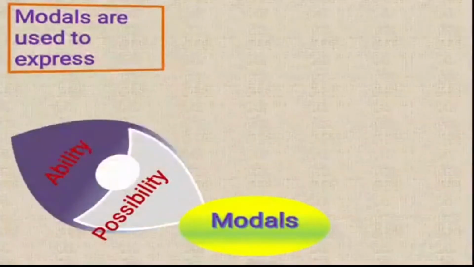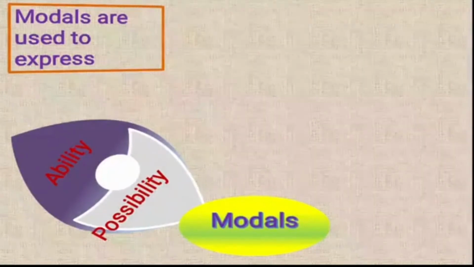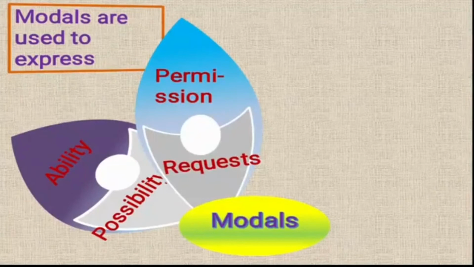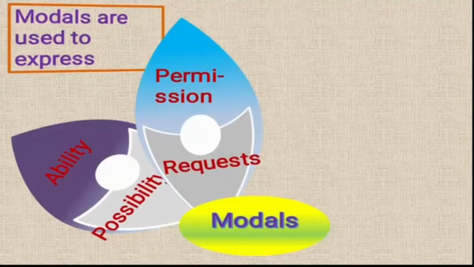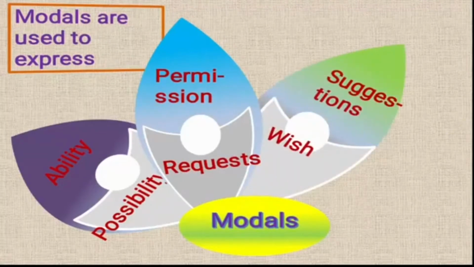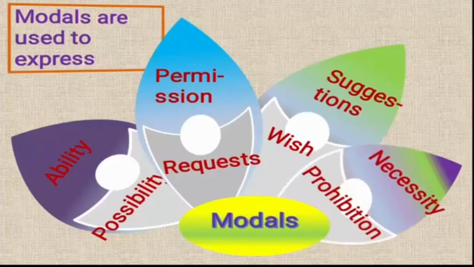So children, we would now learn what actually these modals express. These modals are used to express ability or possibility of the action. Ability or the possibility of an action and also permission to do an action, or permission given to do that action. Also, they are used to request for some action. They are used to give suggestions that you need to do some action. They are used to wish for somebody. They are also used to tell the necessity of the action. They are also used to talk about the prohibition of the action. So, modals are used to express these different moods of the speaker.